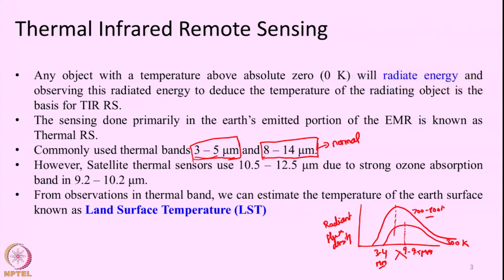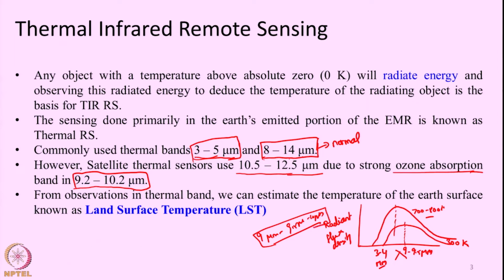So, even though this 8 to 14 micrometers is like a generic range, most of the satellite based thermal sensors use the wavelength of 10.5 to 12.5 micrometers, because we know the peak wavelength or peak emission for earth occurs around 9 micrometer to 9.5 micrometer or sometimes 10 micrometer, depends on the temperature. But the 9.2 to 10.2 micrometer wavelength has a very strong ozone absorption band, which will prohibit us from monitoring the earth under this particular wavelength.